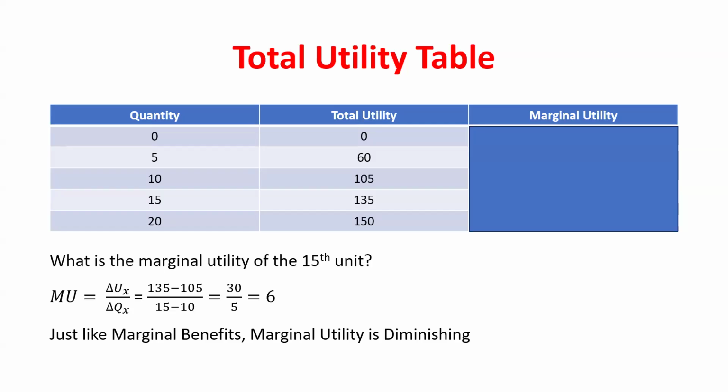Now, when we actually calculate it, marginal utility represents the change in utility from 1 more unit. Here, I don't have changes in 1 unit, I'm buying 5 more.